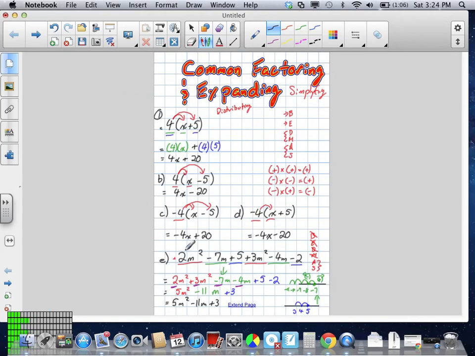So that's everything we've done so far. That's up to E. We're going to jump over to F now. I'm just going to move to another page so we have some room.